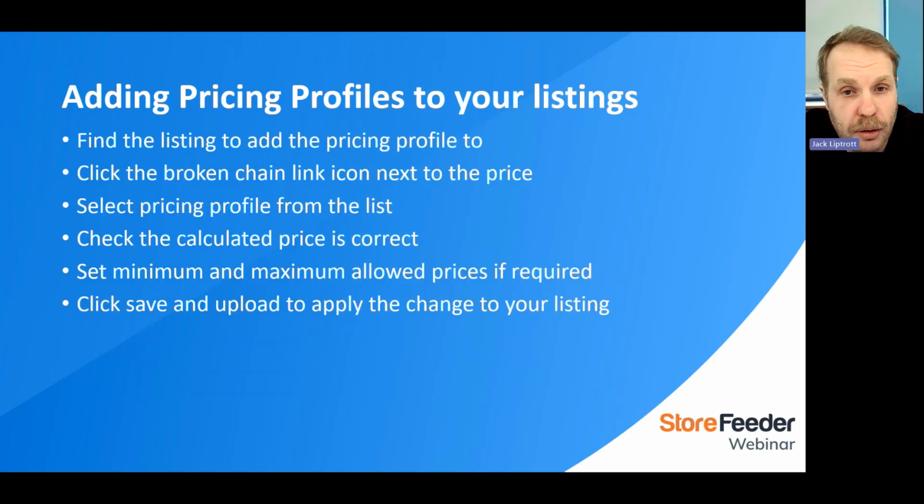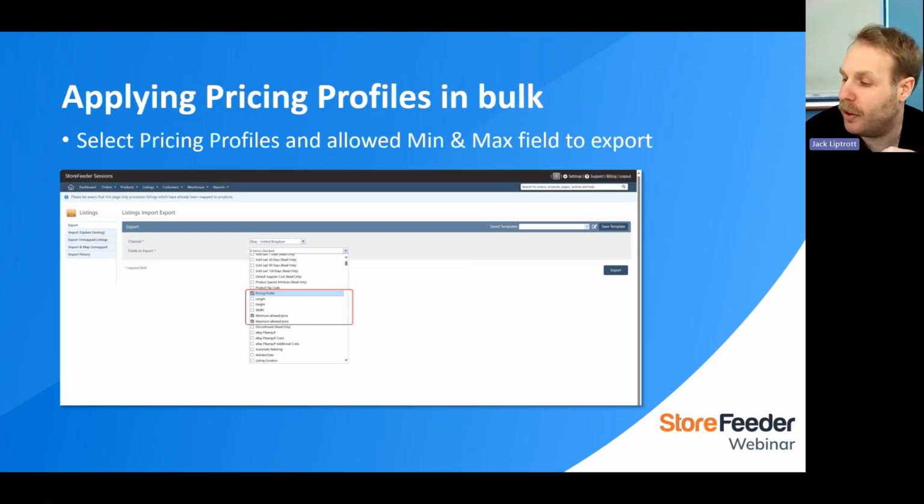So to recap that again, find the listing you want to add the pricing profile to, click the broken chain link icon next to the price, select the pricing profile from the list, check the calculated price is correct, set the minimum and maximum allowed prices if you want them, and then save and upload to apply the changes to your listings. But obviously, as I touched on there, you don't want to be applying pricing profiles to listings individually, because you could have tens or hundreds of thousands of them. So you're not going to want to do that.